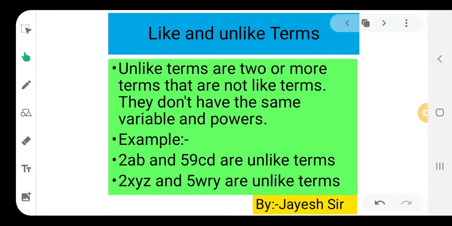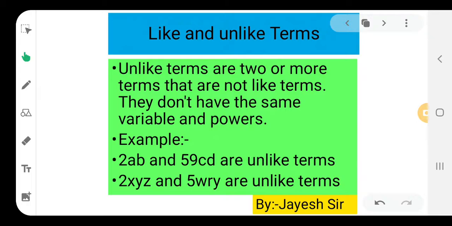Let us begin with unlike terms. Unlike terms are two or more terms that are not like terms. The terms which are not like are said to be unlike terms. They don't have the same variables and powers. If the variable differs, then the power does not matter, dear.